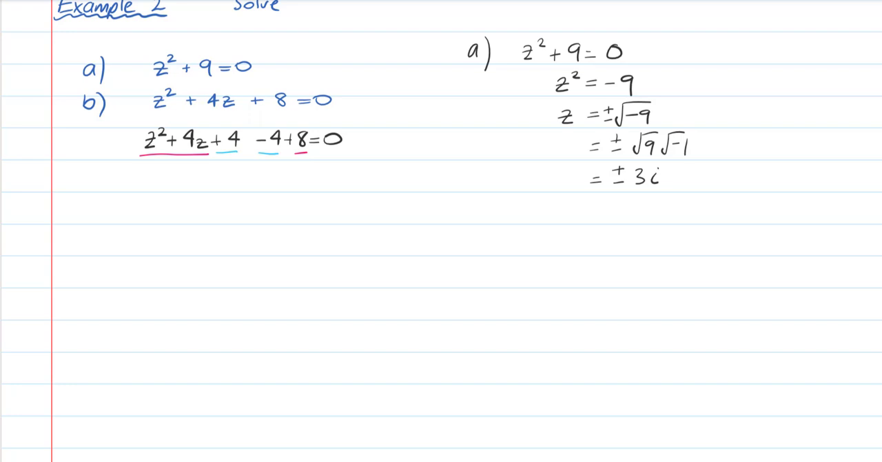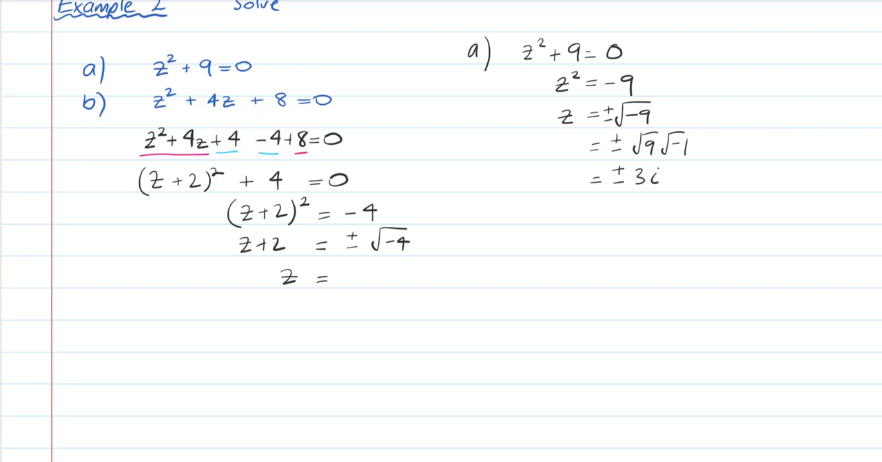But this component here, the first three terms, are a perfect square and can be written as z plus 2 squared plus 4 equals 0. And so there we have it. And now I can solve this equation because I've got that z as a factorised thing. So I get z plus 2 squared equals negative 4. Z plus 2 equals plus or minus the square root of negative 4.